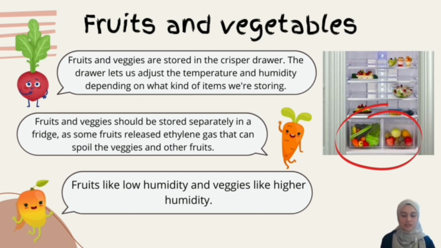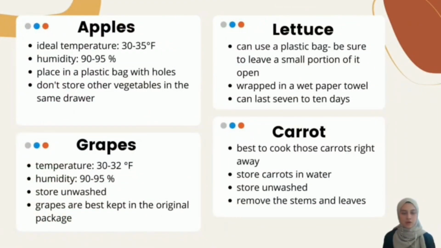Then fruits and veggies should also be stored separately, as some fruits release ethylene gas that can spoil the veggies and other fruits. Each type of fruit and veggie has a different method of storage. So I'm just going to share 4 methods of storage only, which are for apples, grapes, lettuce, and carrot.